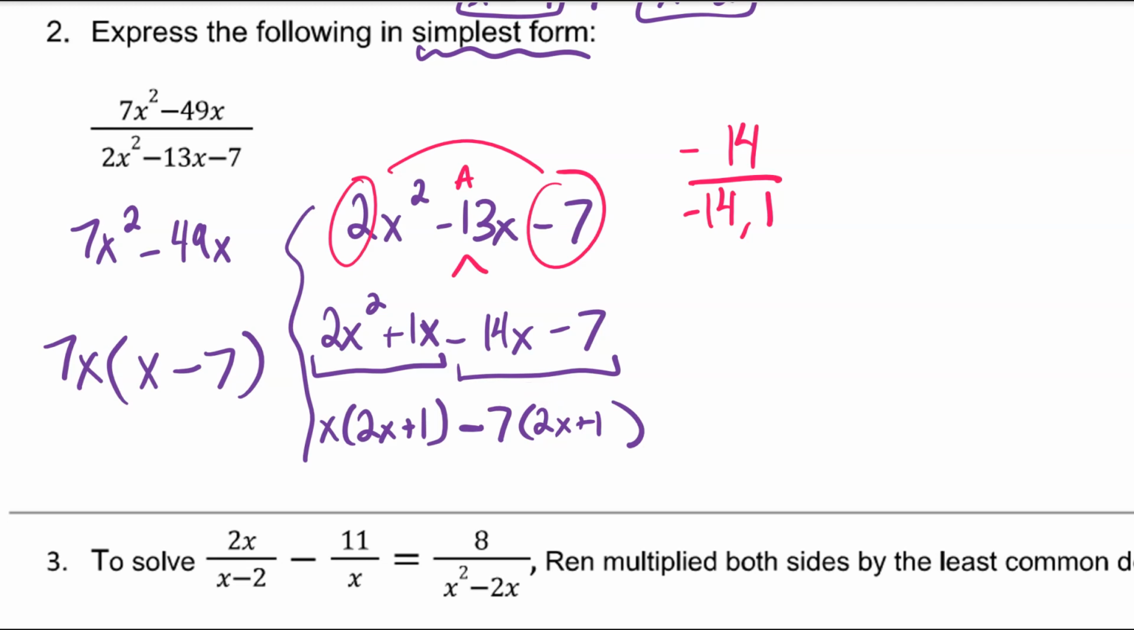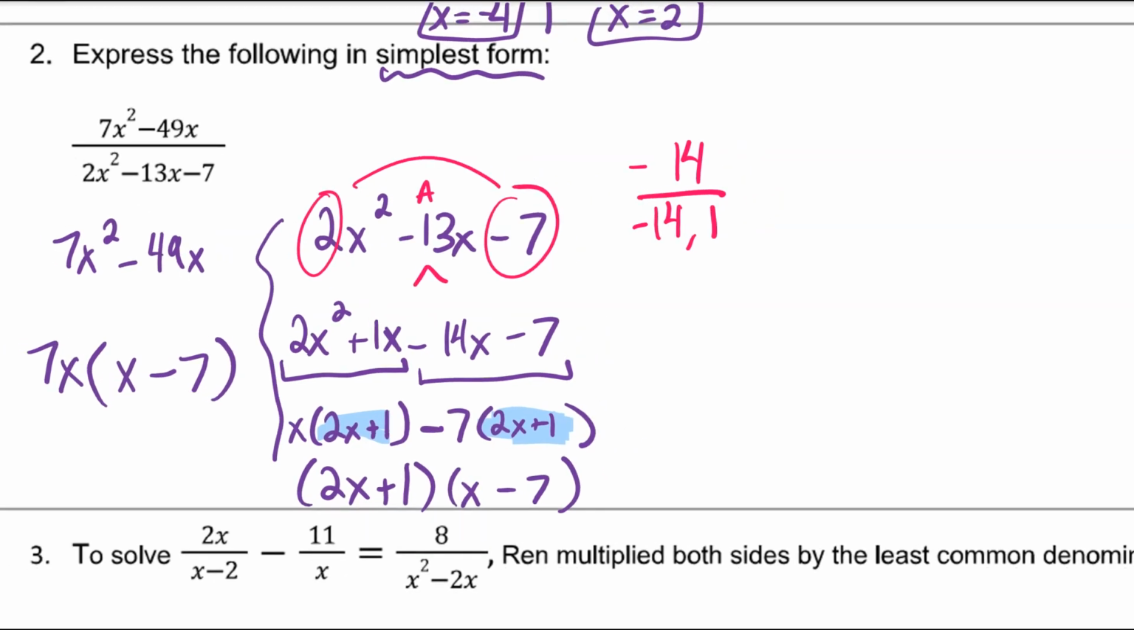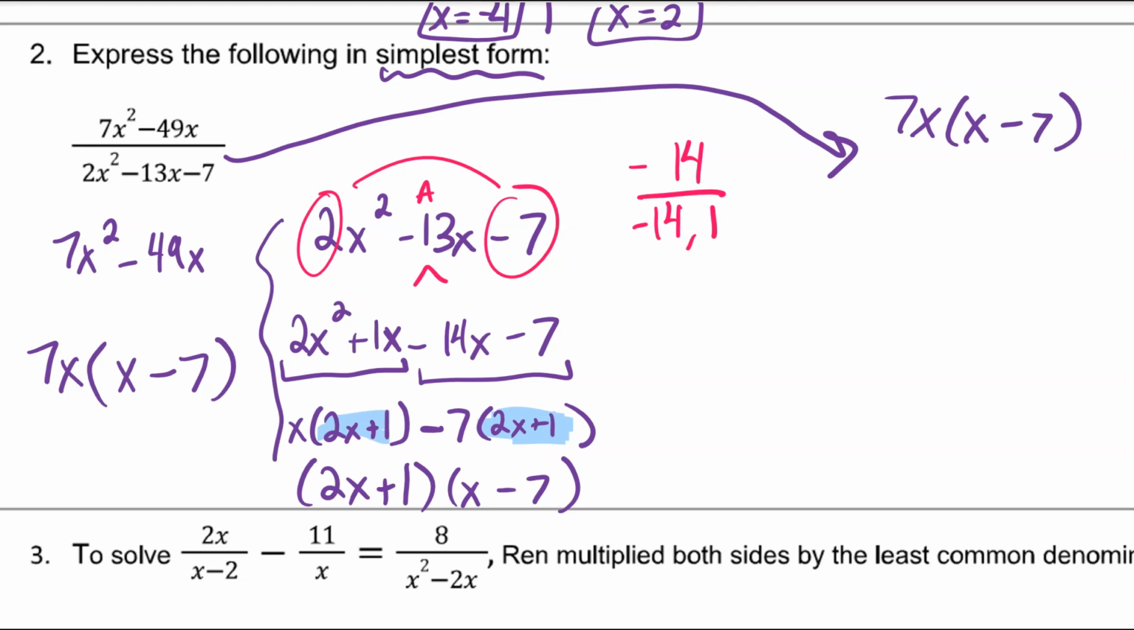So you could do that at every step of the way just to make sure you're factoring correctly. Now, provided you factored by grouping correctly, that binomial should be the same between them. So I could pull out a 2x plus 1, and all I'd be left with is x and a minus 7. So that's what the denominator would factor into here. So really, this rational expression would be the same as if I wrote 7x times x minus 7 divided by 2x plus 1 times x minus 7.